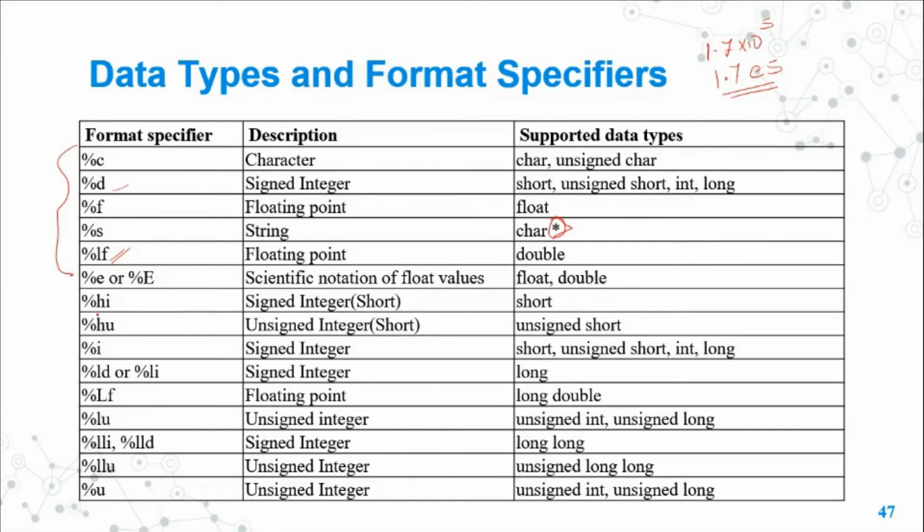Then %hi, %hu, %i, %ld or %li, %lf, capital LF, not small lf. Both will have a difference. This one is for normal double, and this one is for long double, %Lf. Then %lu, %lli, %lld. These are for signed integers, that is long type.